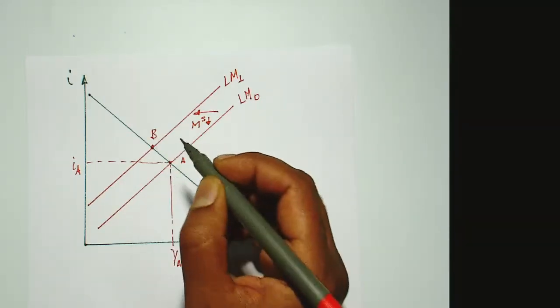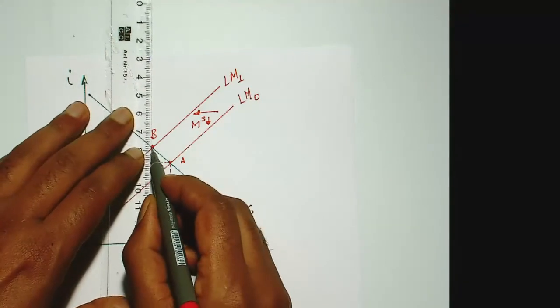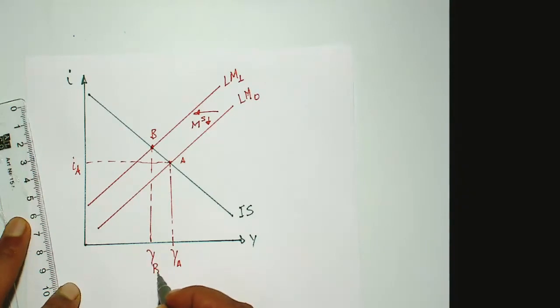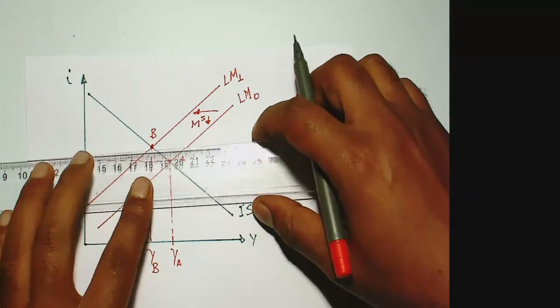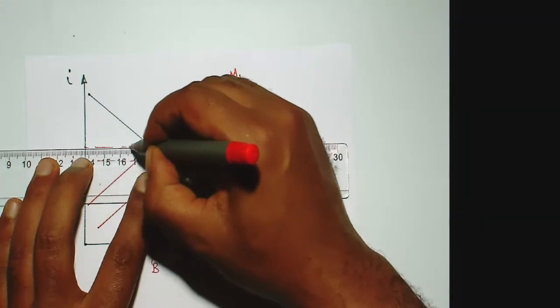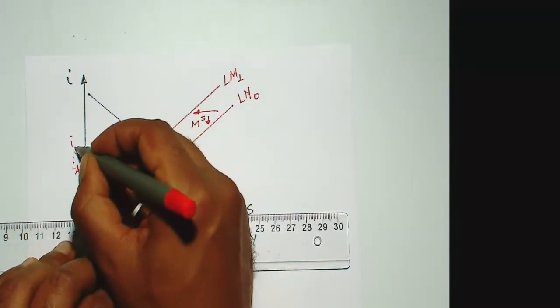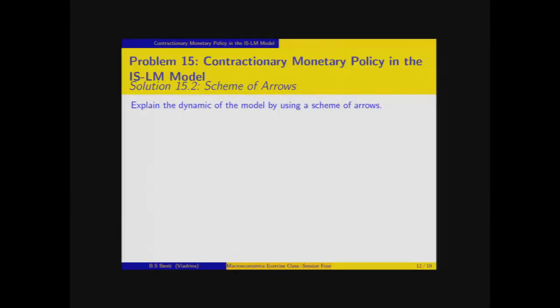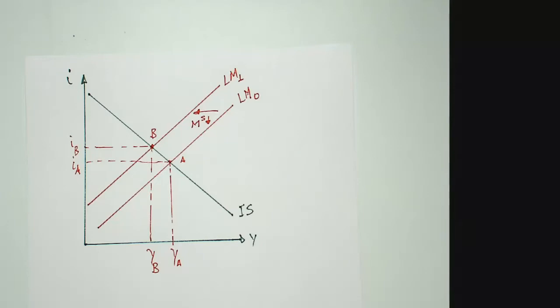And here we would again have a new equilibrium point B. For that, we would have an income which amounts to YB and an interest rate which amounts to IB. So this is again the graphical analysis of a contractionary monetary policy. The next item in this exercise is to explain the dynamics of the model by using a scheme of arrows.